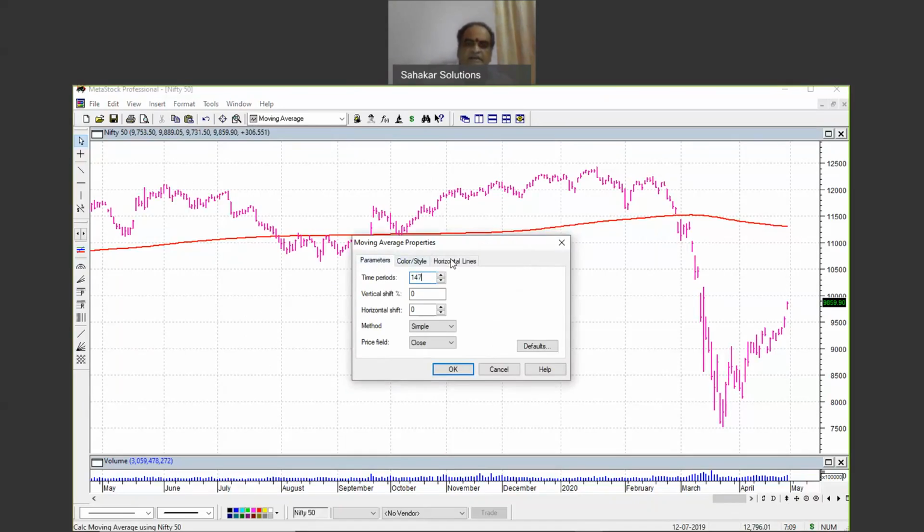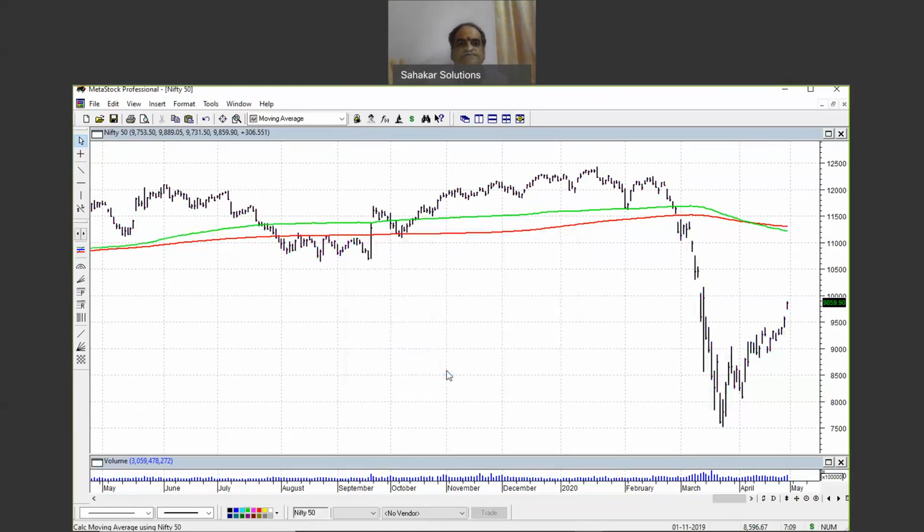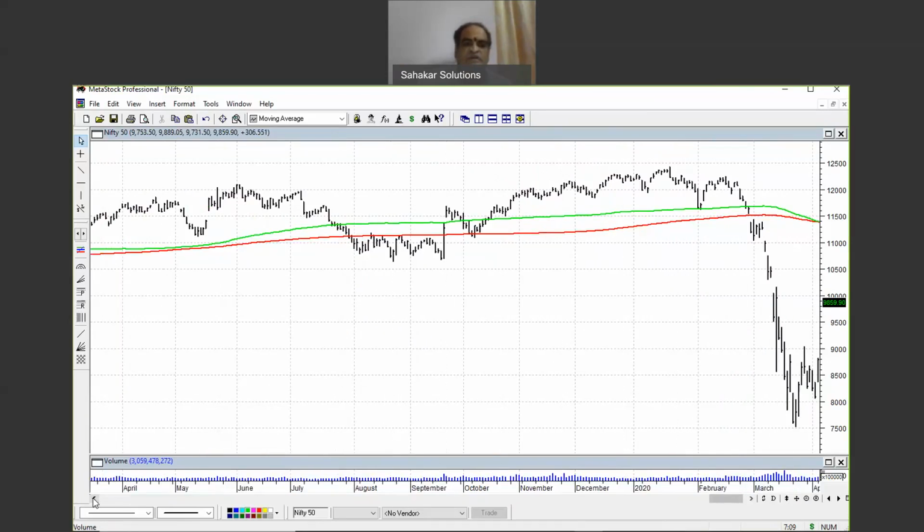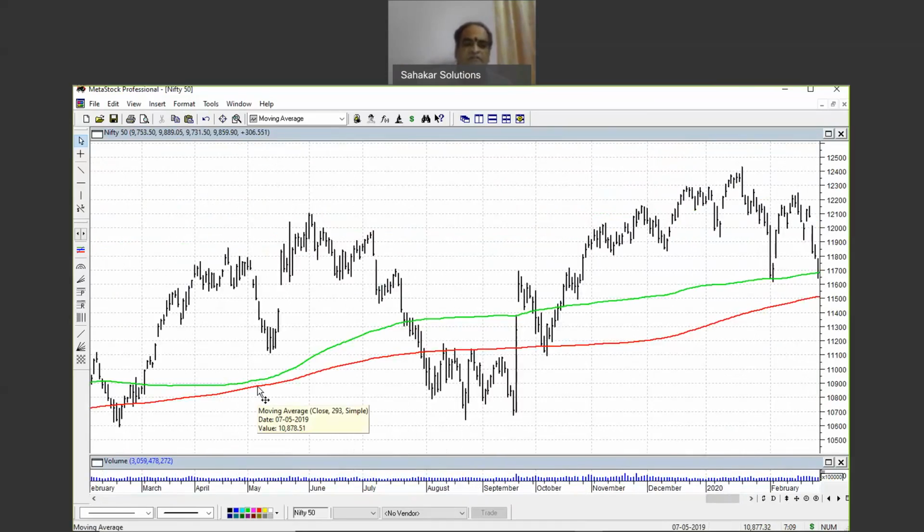147 days. I take the color as green for more visibility. Easily visible, right? Now you can see very well both the moving averages here. The 47 days moving average has come to the long-term moving average but did not penetrate it and started going up again. So eventually the market went up like anything.